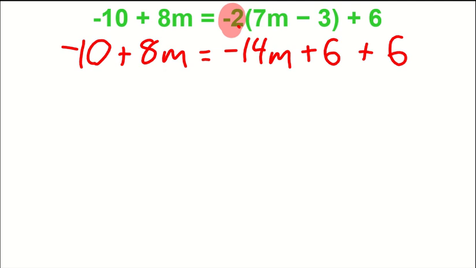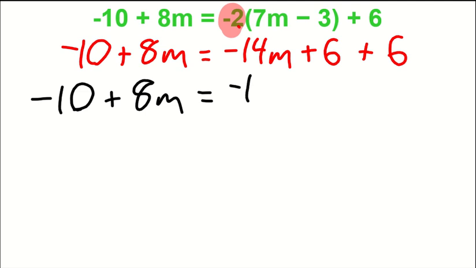Now we combine like terms. The left side can't combine anything. There's a constant. There's a variable with a coefficient. Those got to stay separate. On the right side, I only got the one variable and coefficient, so that stays the same, but the 6's, we can make into 12's.